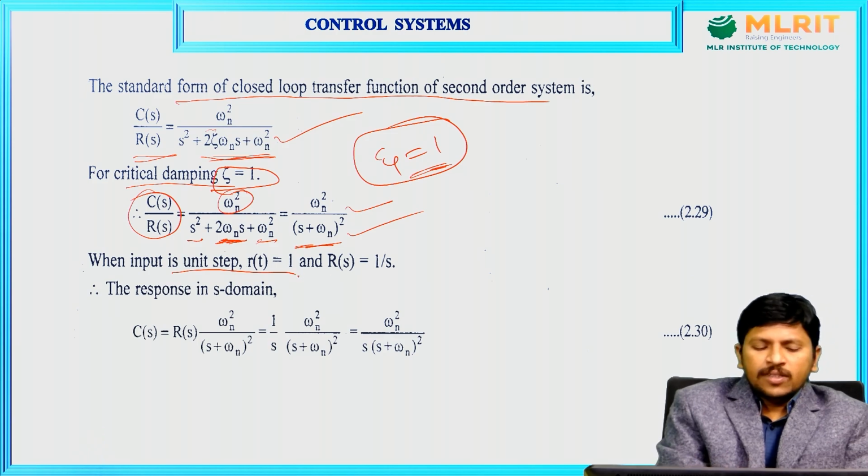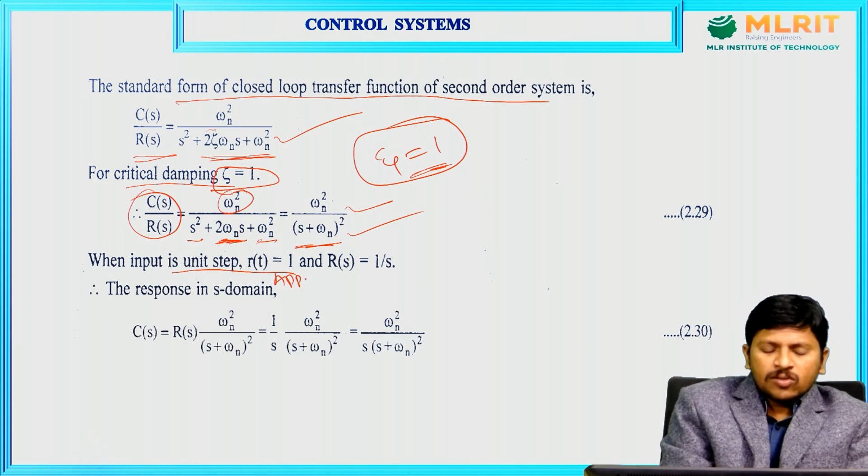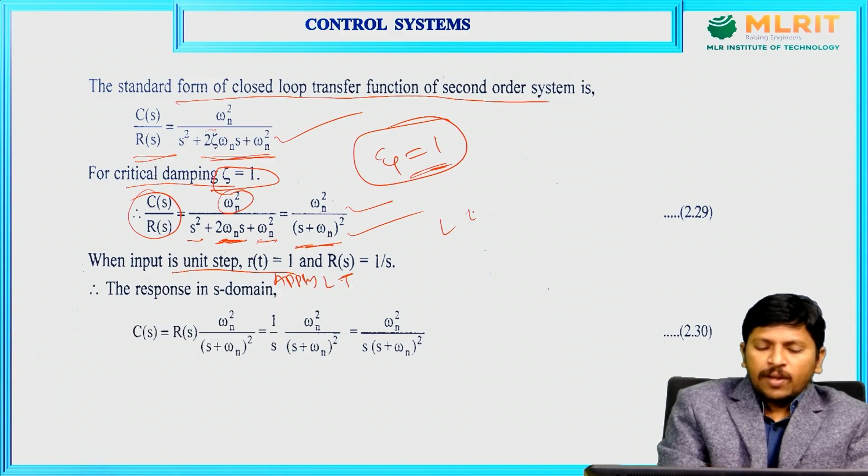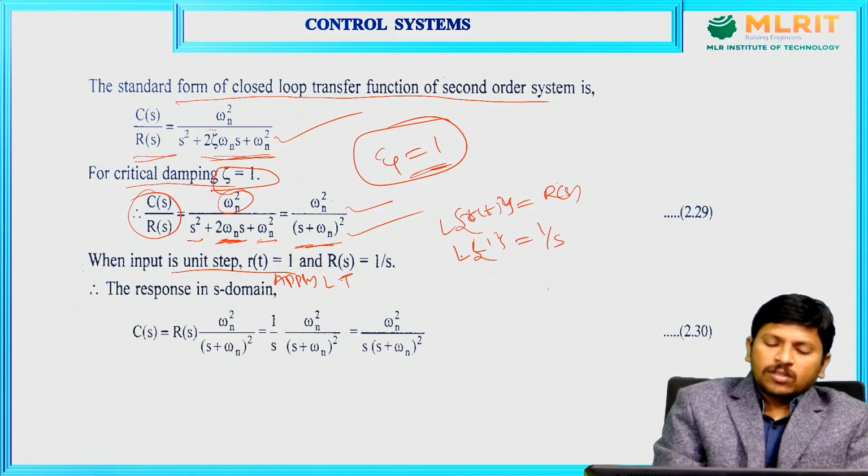So r of t is equal to the unit step. Apply the Laplace transform for this input signal. The Laplace of r of t is nothing but R of s. The Laplace of 1 is nothing but 1 by s. So that's why R of s is equal to what?